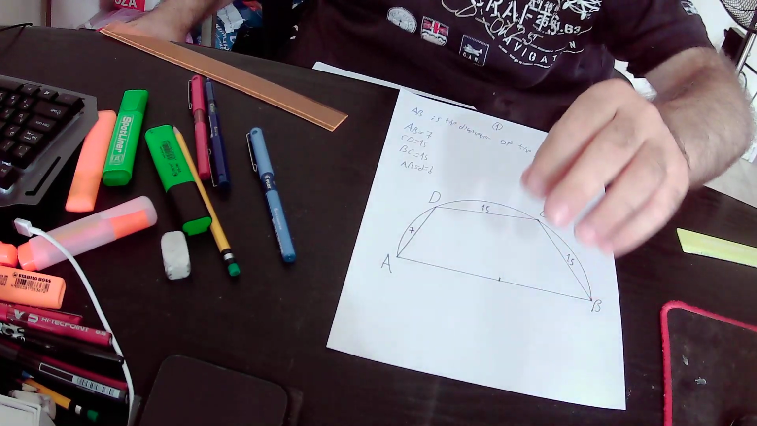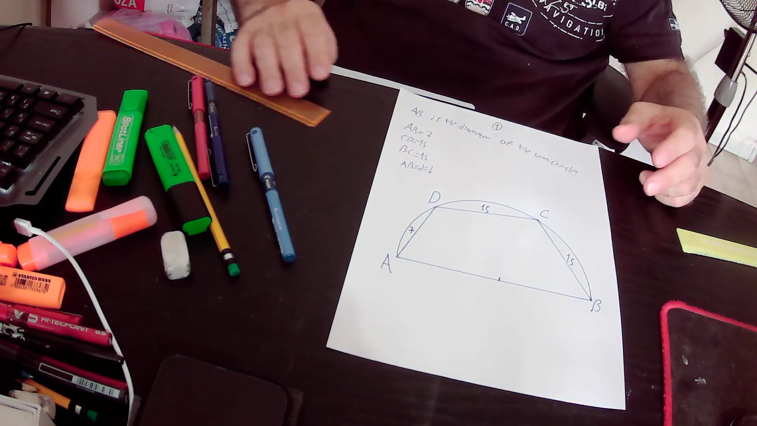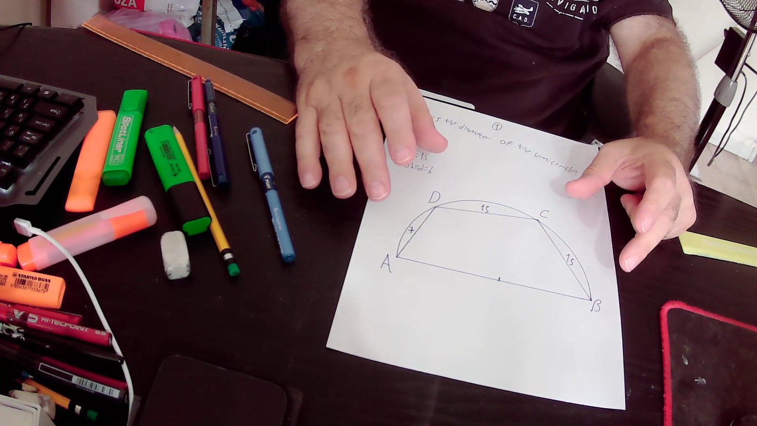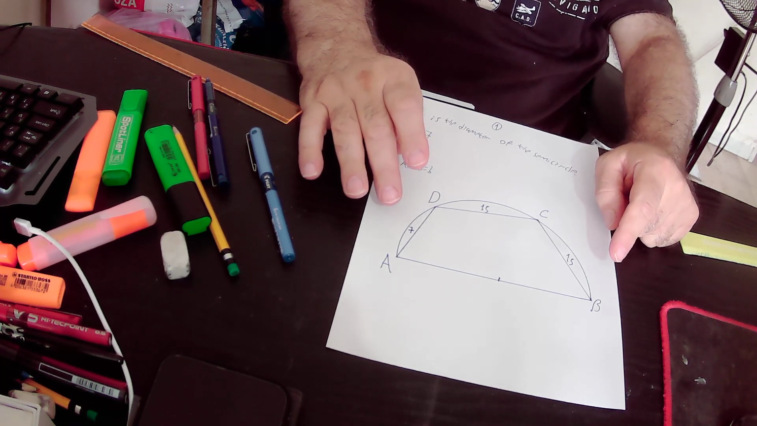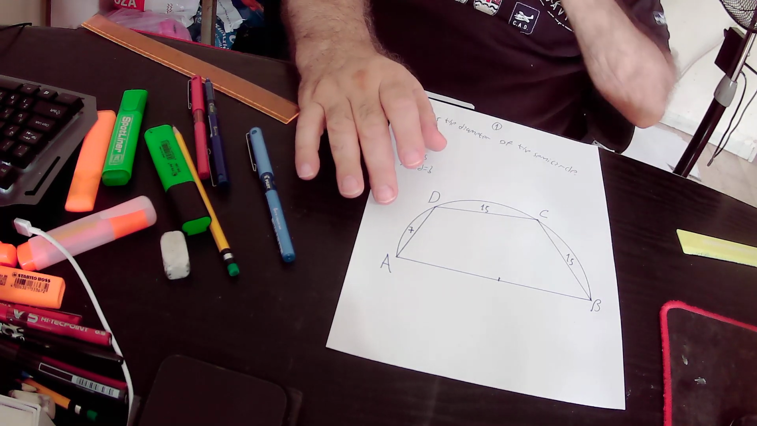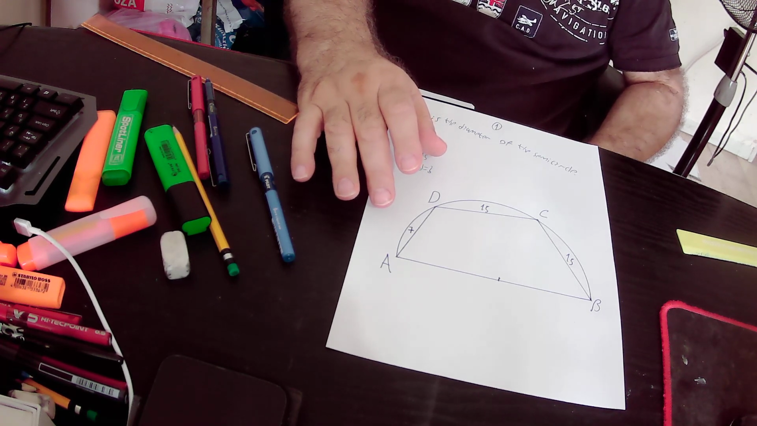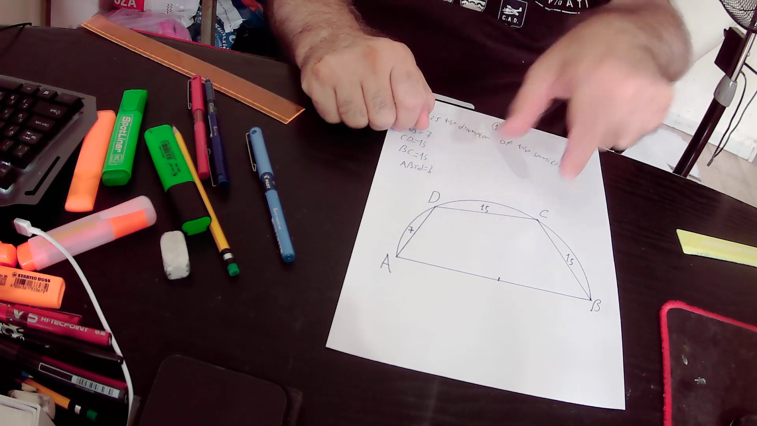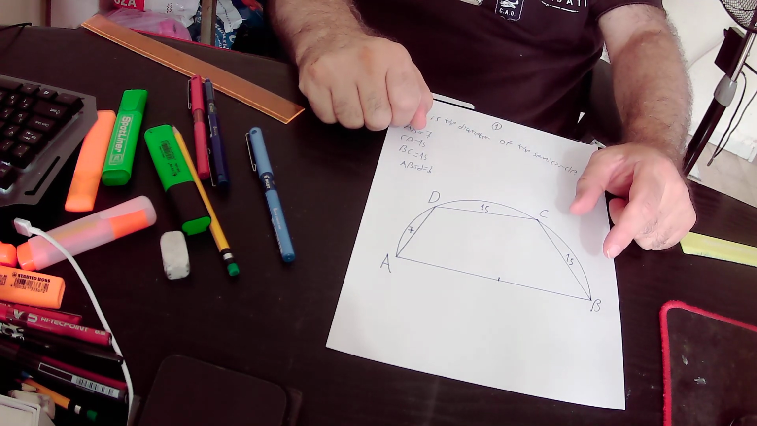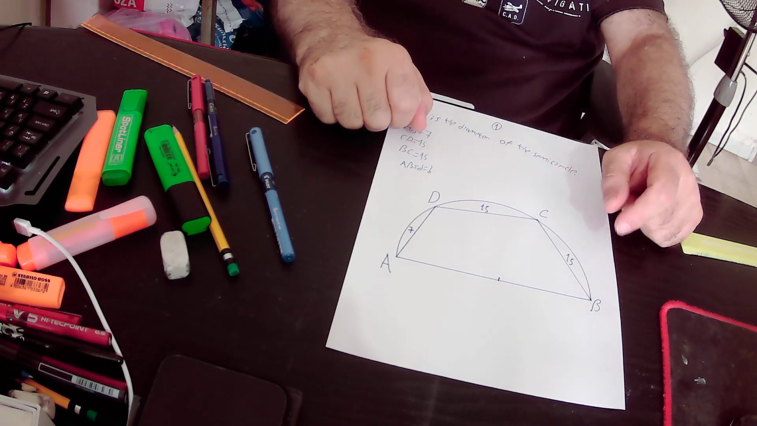Hello, in this lecture we will find the diameter of the semicircle. In the drawing we have a semicircle. AB is the diameter of the semicircle. Chord AD equals 7 units. Chord DC equals 15 units. Chord CB also equals 15 units.